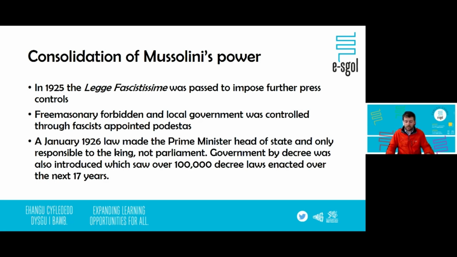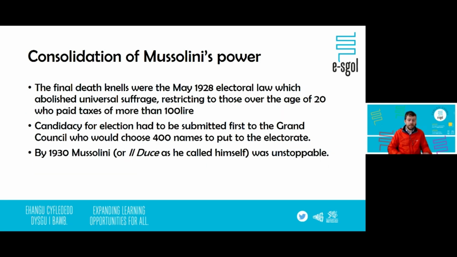This is where, essentially, when he writes down that's law, it becomes law. It doesn't have to be voted on by Parliament anymore. And this was used over the next 17 years to create 100,000 decree laws. 100,000 laws that only Mussolini had the power to create, not listening to the criticisms of other people in the Parliament. The final death knell was the May 1928 electoral law, which abolished universal suffrage.